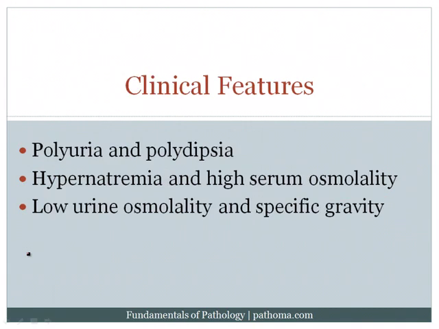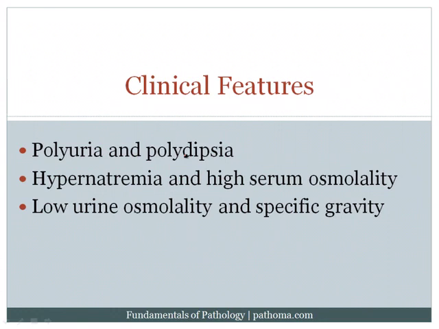Now, the clinical features will be based on the fact that there is a lack of antidiuretic hormone, so the patient is diuresing too much, they're urinating too much, and so they'll have polyuria. And in response to that polyuria, they're going to have to drink a lot, and so they'll also have polydipsia, which means that they're drinking a lot.